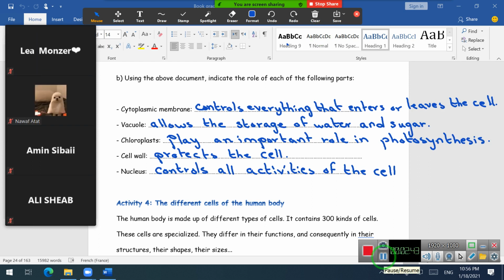So, this is the correct answer of part B. I will repeat it again. The cytoplasmic membrane controls everything that enters or leaves the cell. The vacuole allows the storage of water and sugar, and of course, sugar is the glucose or nutrients made by green plants. Cell wall protects the cell. Chloroplasts play an important role in photosynthesis to produce their own food. Of course, it's only about the green plants. Nucleus, it controls all the activities of the cells because it is the site of DNA.